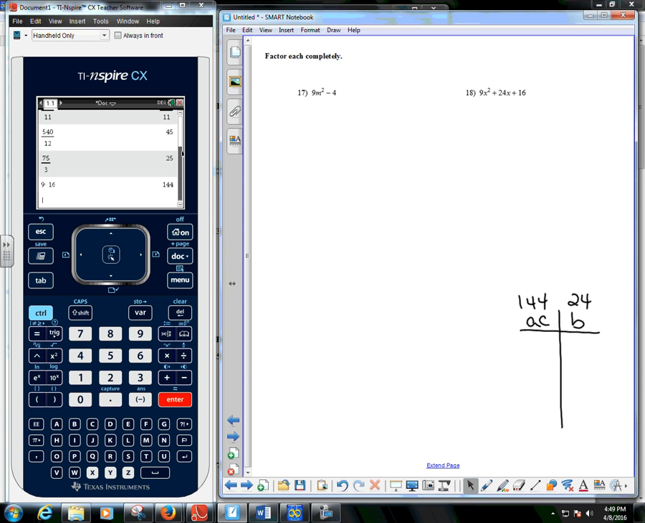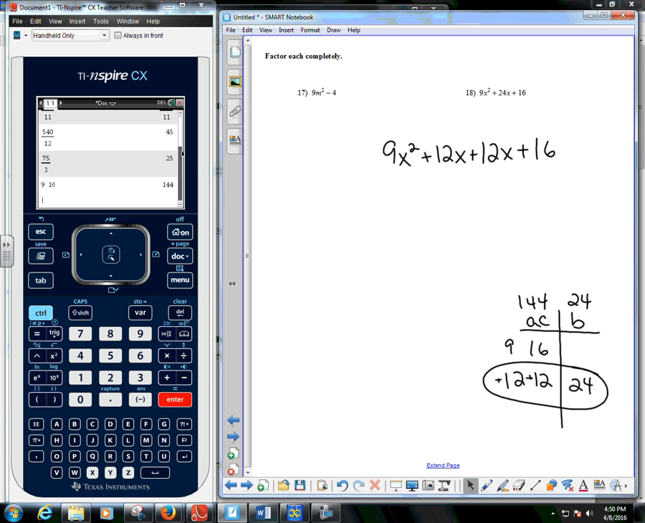So I'm going to think about factors of 144. I did 9 and 16 to get me there, but that does not add up to 24. It adds up to 25. But if you're thinking about the square root of 144 being 12, you get 12 and 12. And when both of those are positive, that adds up to 24. So that's my winner. So I'm going to write 9x squared. I'm going to insert my middle terms, plus 12x plus 12x, and bring down my last term, which is 16.